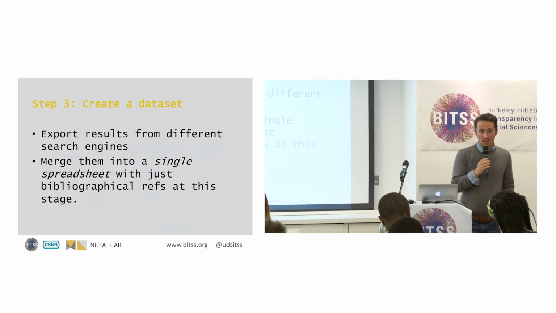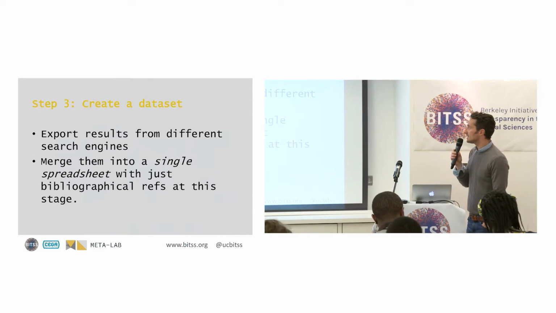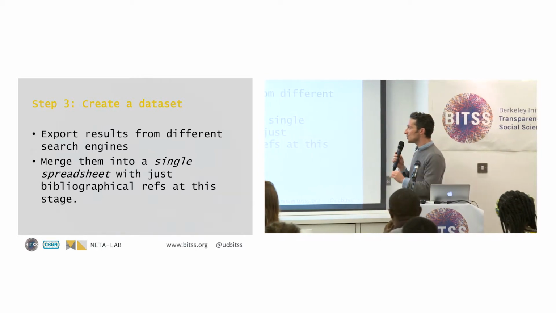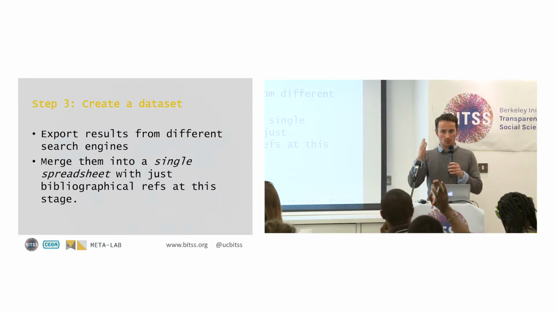So the third step is to download the data and to create a data set, a spreadsheet actually. So what I do is that I export the results from the different search engines and then I merge them into a single spreadsheet with just the bibliographical references.